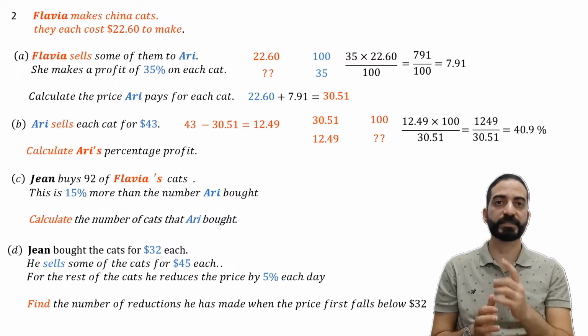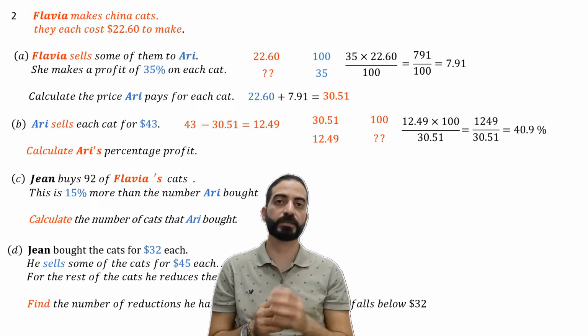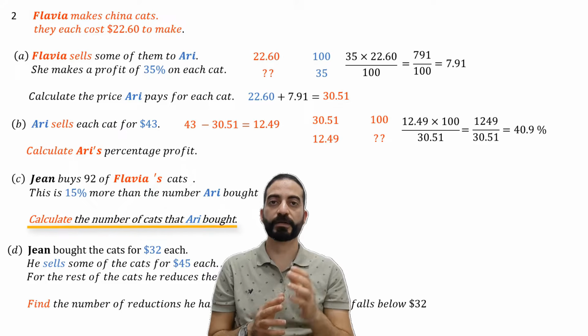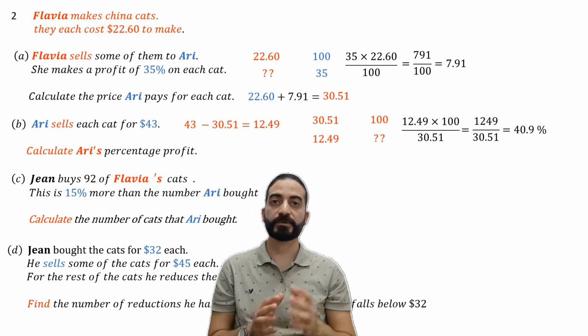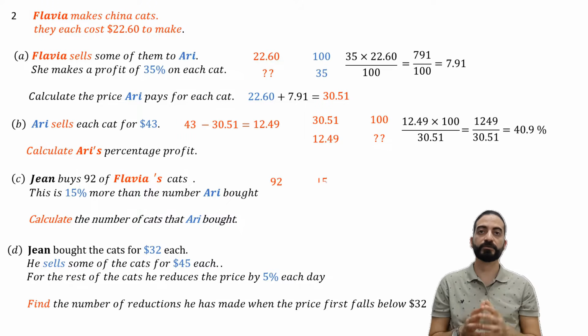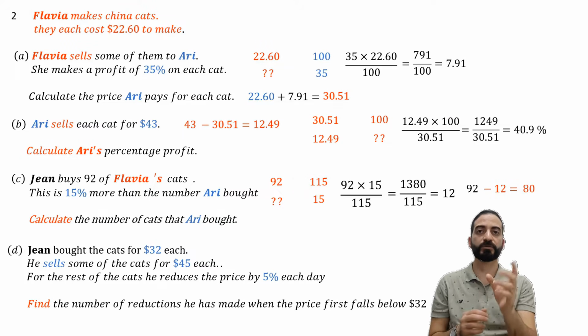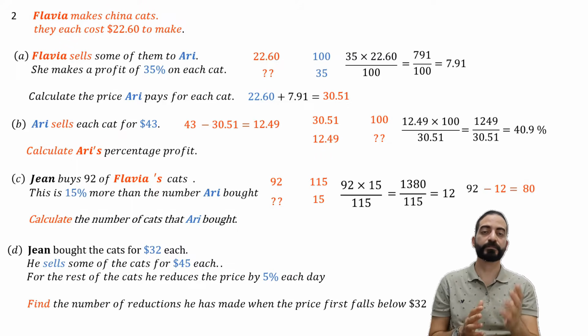We now move to part C. Jean buys 92 of Flavia's cats. This is 15% more than the number Ari bought. Calculate the number of cats that Ari bought. This means that 92 is 115%. 15% is how many cats? So we multiply these numbers together and divide them by this number. Now the answer that we got, we must subtract from 92, because Ari has 15% less than Jean. Now we get the final answer.